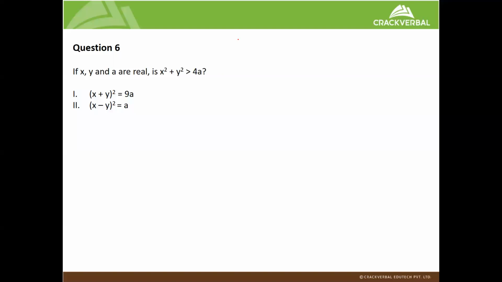So the question is: is x square plus y square greater than 4a? The first statement says x plus y whole square is equal to 9a.